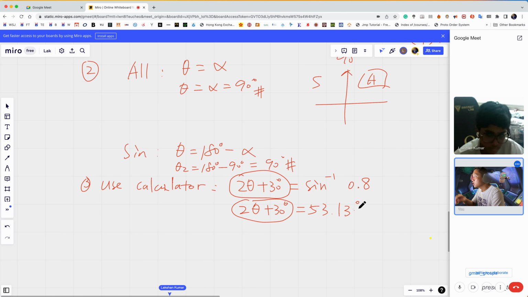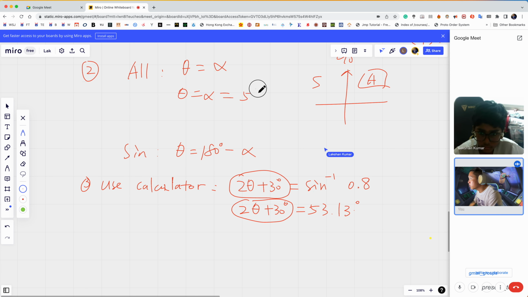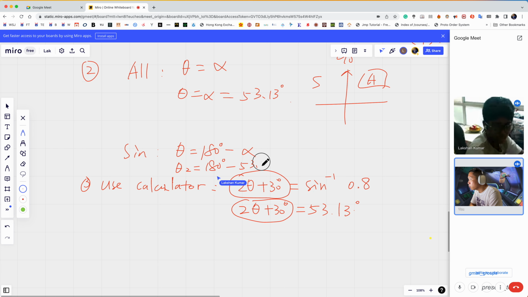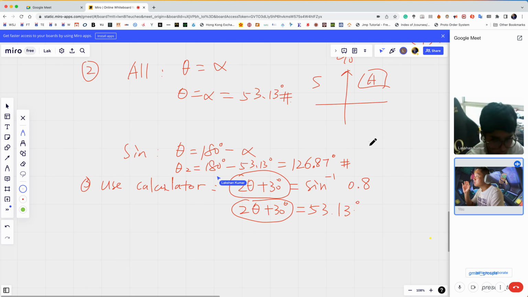Don't do it. See it as a block. If you see it as a block, this 53.13 should be which region? 53 is A, the A region. Very good. So theta is equal to alpha is equal to 53.13. Then with this you can get your theta 2, which is equal to 180 minus 53.13. So what is this? 126.87 degrees. Now you go and figure out your theta.